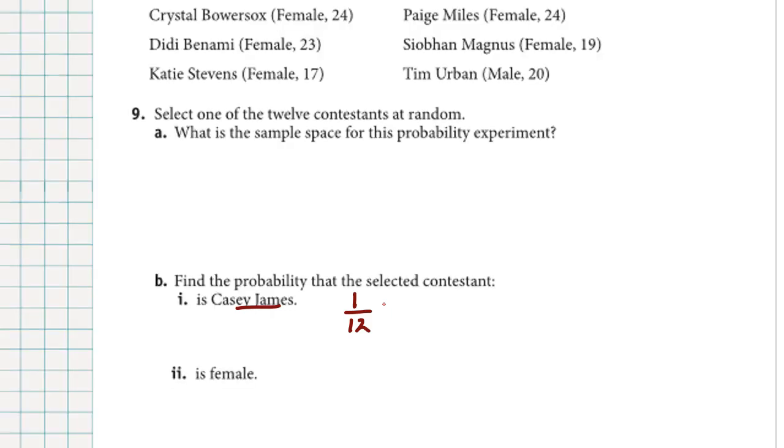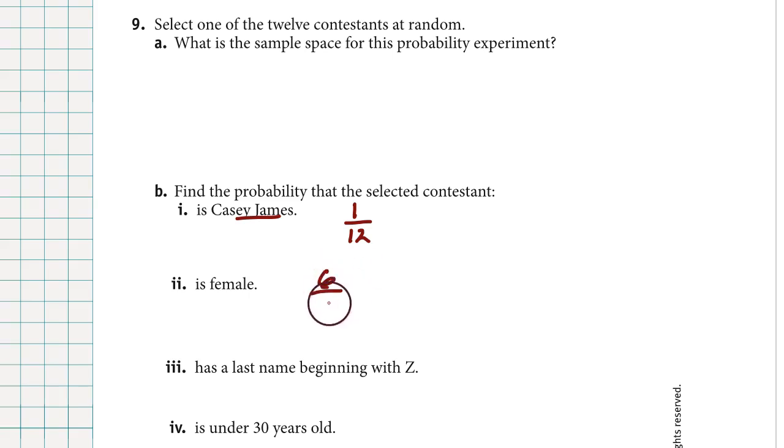Now, what's the chance the person is female? We know we're going to have a fraction. Go in that list and count up the number of females. There are 6 girls, and the denominator is 12. So there's a 6 in 12 chance the contestant is female. Whenever you can reduce, you should.